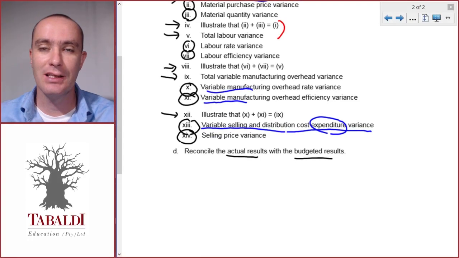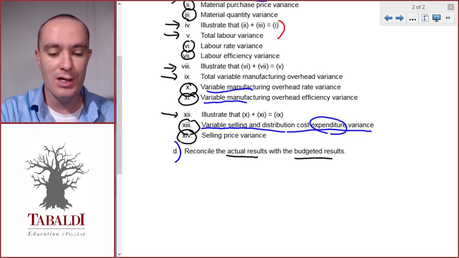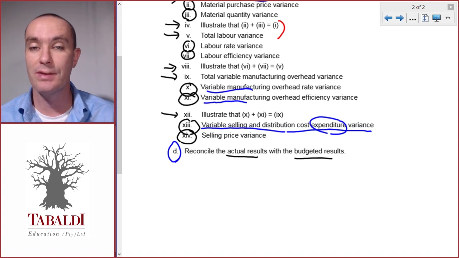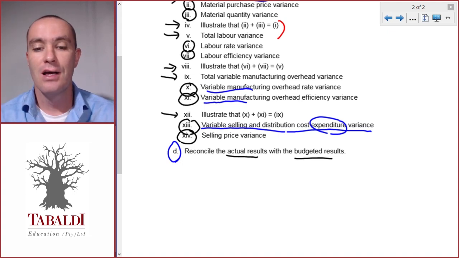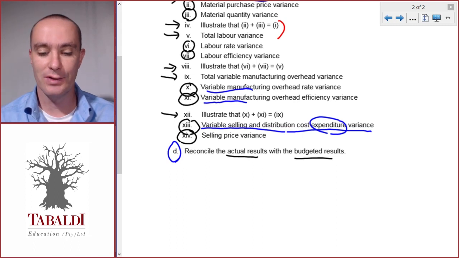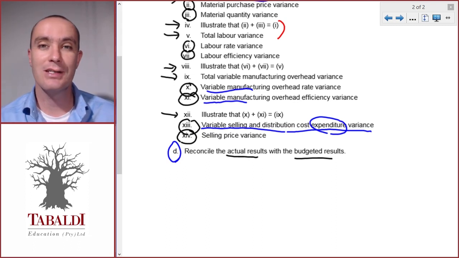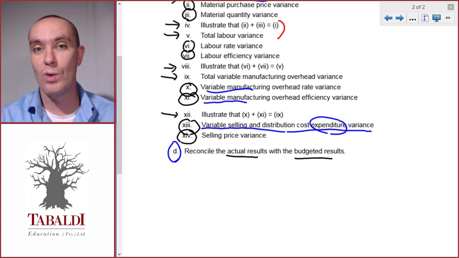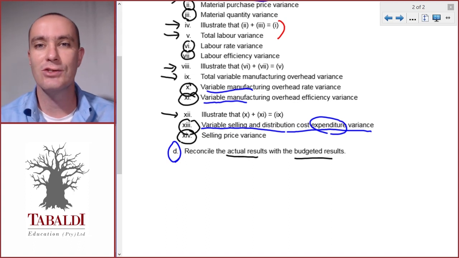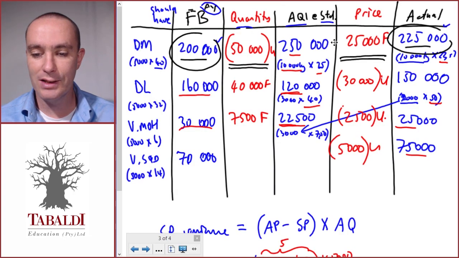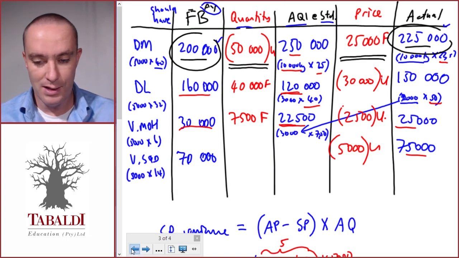Part D of Illustrative Example 1 asks us to reconcile the actual result with the budgeted results. So that means we need to reconcile the budgeted profit with the actual profit. Remember, reconciliation is simply: we start with one value, show all the differences, and then end with the other value. This is also a valuable test to see whether you addressed all the variances and whether they are correct. So let's just look at the solution.